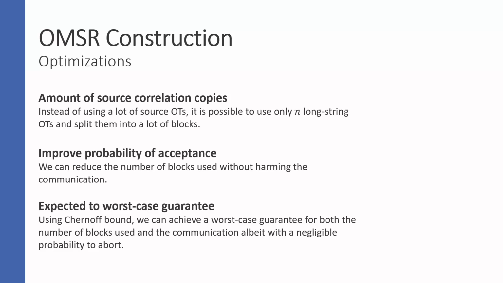We can also improve the probability of acceptance. I won't go into much detail, but basically the idea is that we can play with a single bit and double the probability of acceptance. This can be done in some cases. And the transformation that I showed before achieves an expected guarantee for the communication and computation. But it turns out we can modify the protocol a bit and achieve a worst-case guarantee, with a negligible probability of abort.